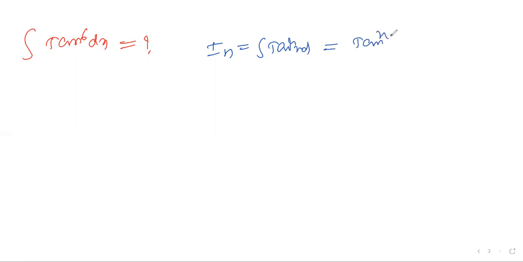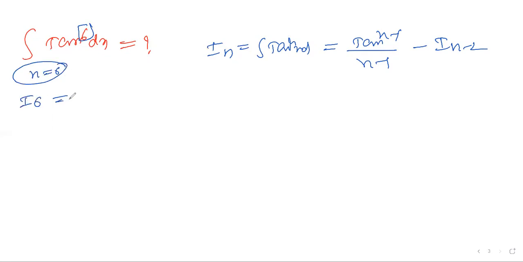One more question from this. I'll take a sample question: integration of tan power 6 x dx is equal to how much? First, you have to know the formula of I_n, which is nothing but the integration of tan power n x dx. What is the formula we got just now? I_n is tan power n minus 1 x by n minus 1 minus I_n minus 2. This is the formula for the plain case. Here n is equal to 6.